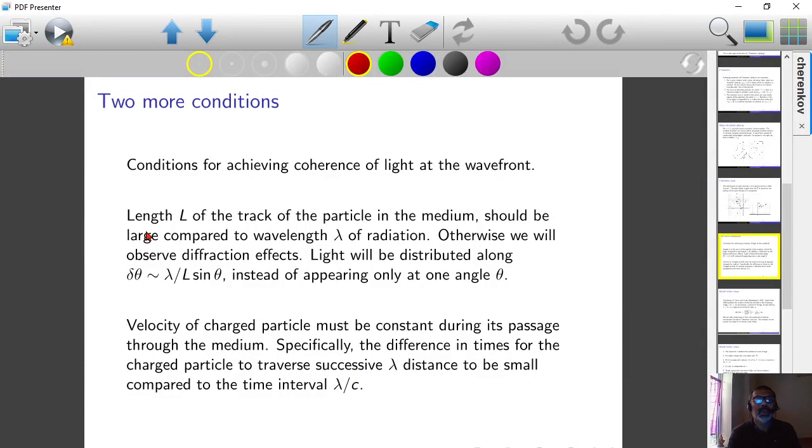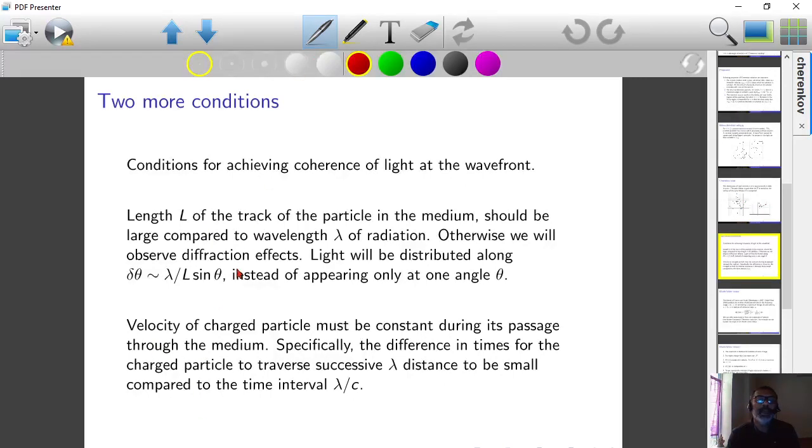Two more conditions. Length L of the track of the particle in the medium should be large compared to the wavelength lambda of radiation. Otherwise, we will observe diffraction effects. That is condition number 1. Light will be distributed along delta theta in a small angle, lambda by L sin theta, instead of appearing only at one angle theta. That means the length of the track of the charged particle has to be larger than the wavelength of radiation.